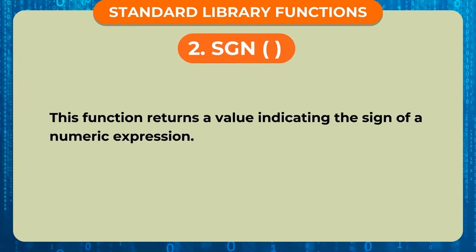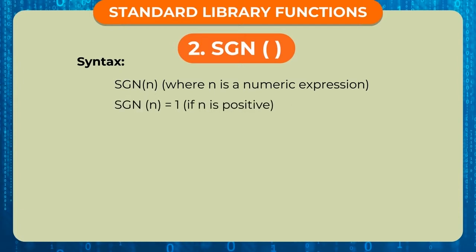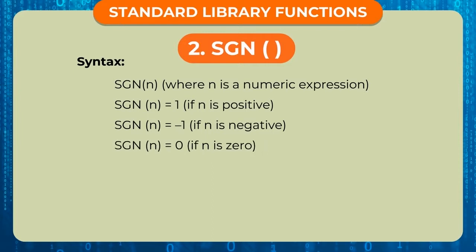SGN function. This function returns a value indicating the sign of a numeric expression. Syntax. SGN(n), where n is a numeric expression. SGN(n) is equal to 1 if n is positive. SGN(n) is equal to -1 if n is negative. SGN(n) is equal to 0 if n is 0.